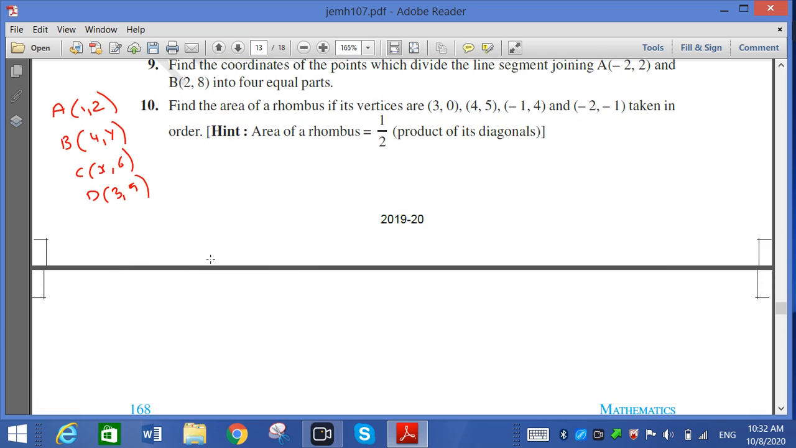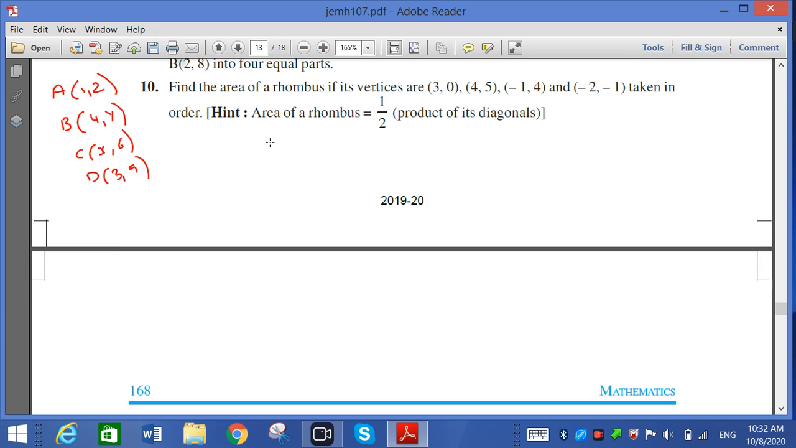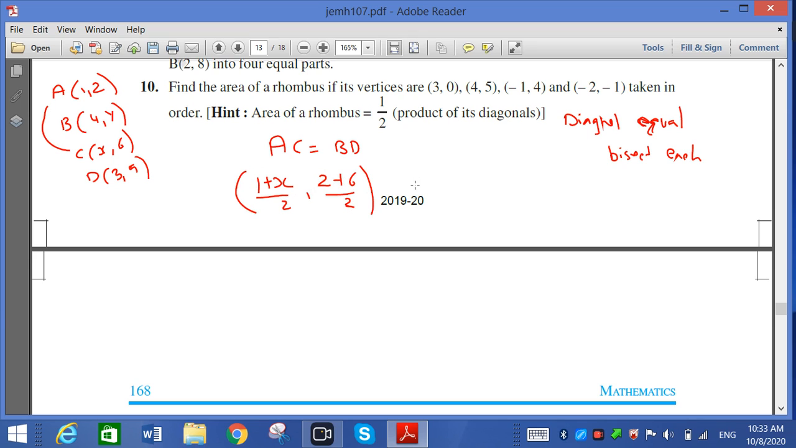All are in sequence. So first of all I will write that AC is equal to BD. Why can we do that? ABCD is a parallelogram and the diagonals bisect each other. So AC is equal to BD by the midpoint formula. So A and C: 1 plus x by 2, comma 2 plus 6 by 2 is equal to BD.